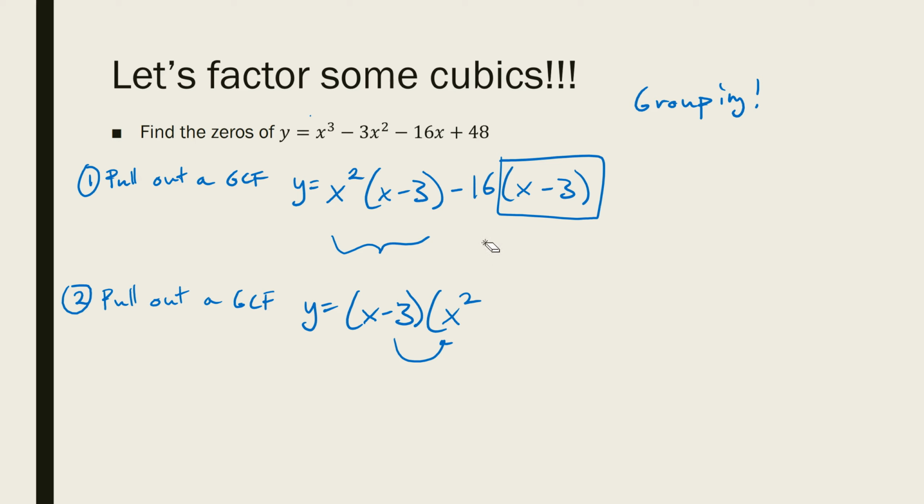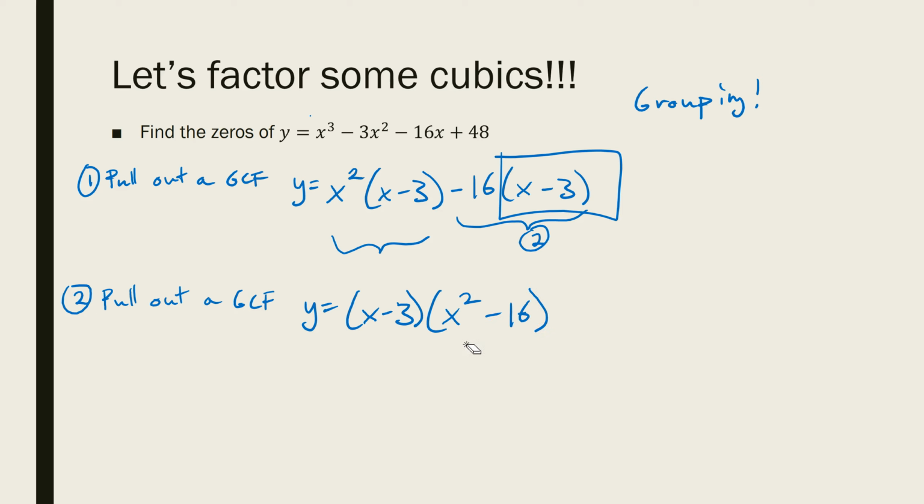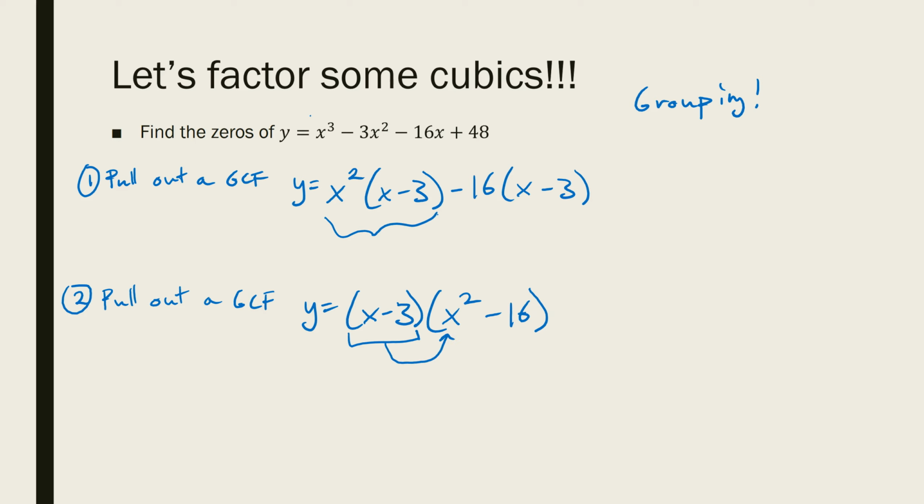Now let's do the same thing, but let's pull the GCF out of the second term. When I pull an x minus 3 out of the second term, what's left over? Well, it would be negative 16. So take a look at what's happening here. If I were to distribute this whole x minus 3 back in, x minus 3 times x squared gives me this. X minus 3 times negative 16 gives me this. And this is complicated and weird, but it should make sense.